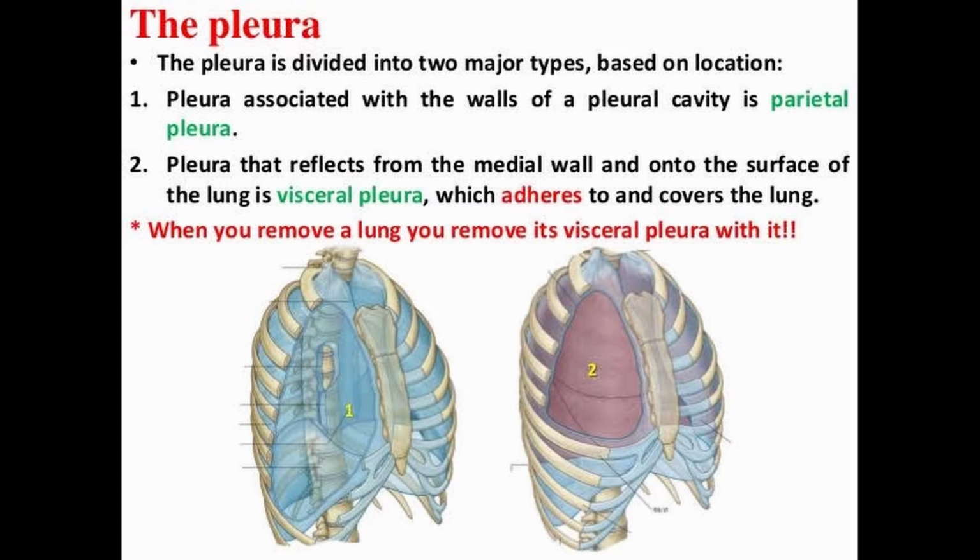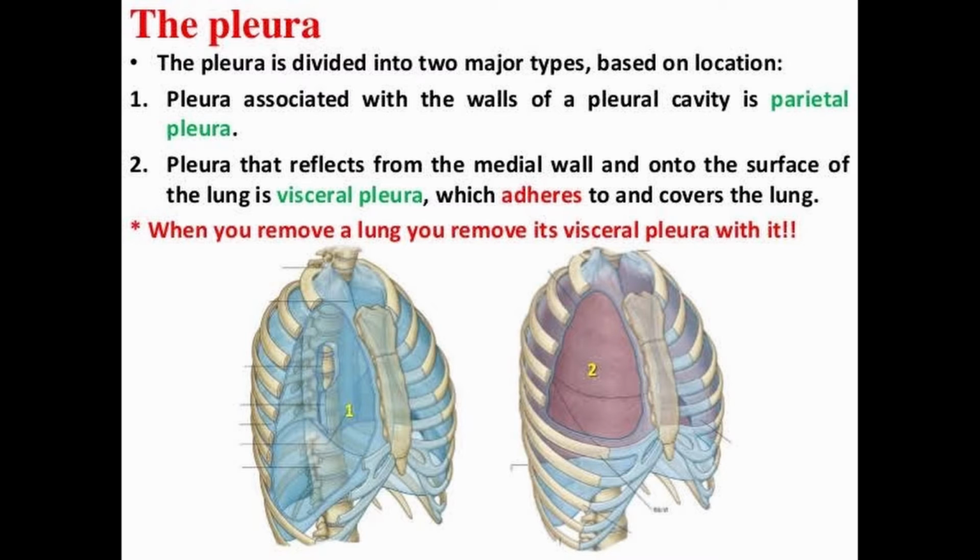Pleura is divided into two major types based on location. The pleura associated with the wall of the pleural cavity is the parietal pleura, and the pleura that reflects from the medial wall onto the surfaces of the lung is the visceral pleura. On the first number there is the parietal pleura and the second number is the visceral pleura. So the parietal pleura is associated with the wall, and the visceral pleura is a reflection from the medial wall onto the surfaces of the lung, as you can see on the diagram.